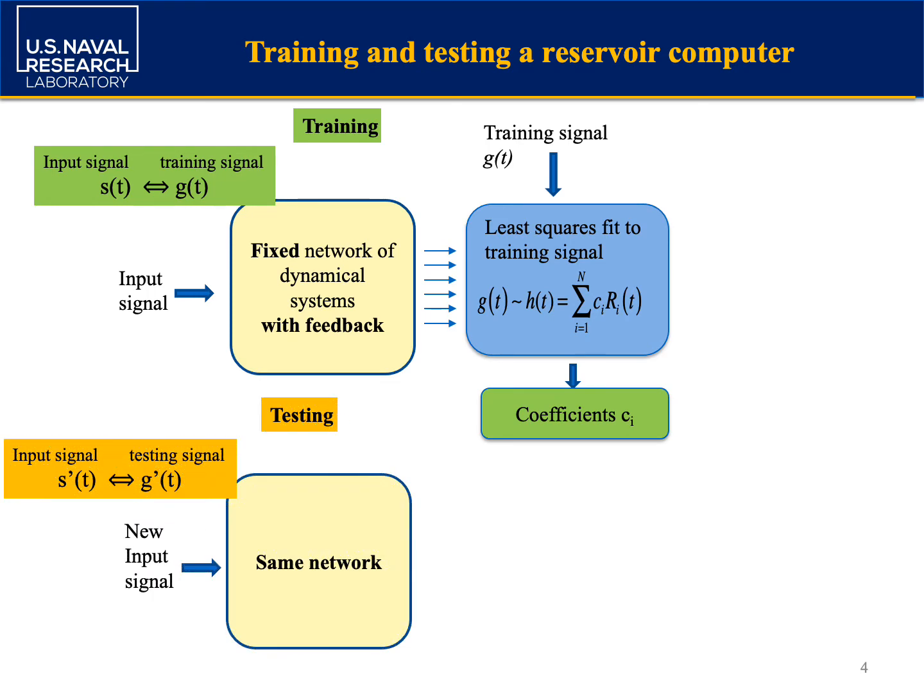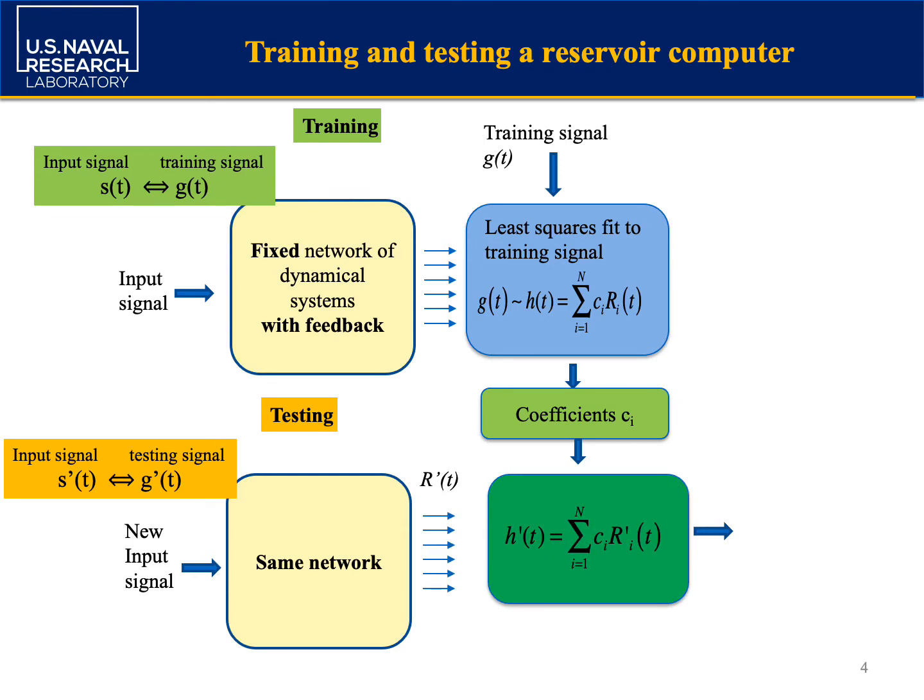Then for testing, we have a new input signal and a new testing signal. We drive the same network, we don't alter anything. We take the output signals from this network and we make a linear combination using those coefficients from the previous training stage. We then measure the difference between our testing signal and this linear combination of the new node signals.